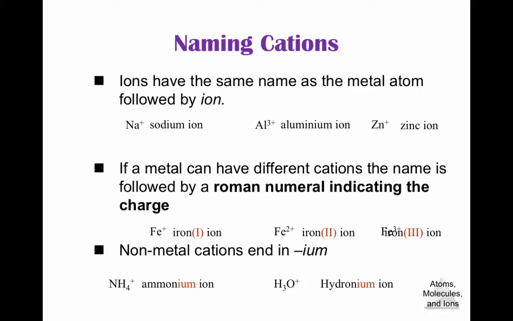So we could use for iron 2, ferrous, for iron 3, ferric. You could use either one. Non-metal cations end in IUM, so NH4+ is ammonium, H3O+ is hydronium.